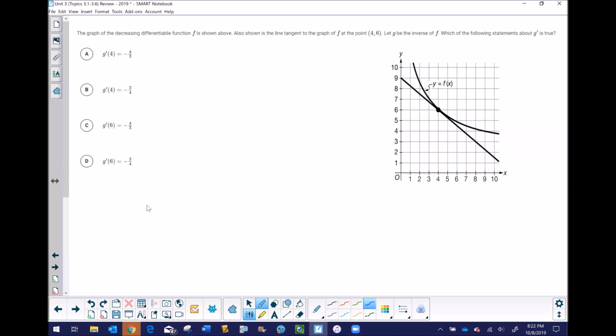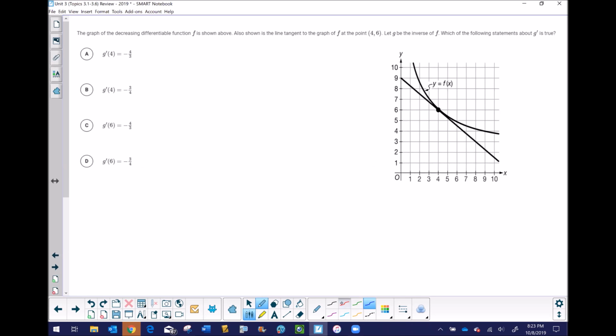Okay, so it says the graph of the decreasing differentiable function f is shown below. Also shown is the line tangent to the graph of f at the point (4, 6). I'll buy that. g is the inverse of f. Which of the following statements is true about g prime? I like this. This problem can be answered very quickly, and everybody needs to give Newman a pat on the back because you're going to see something like this tomorrow or Thursday.